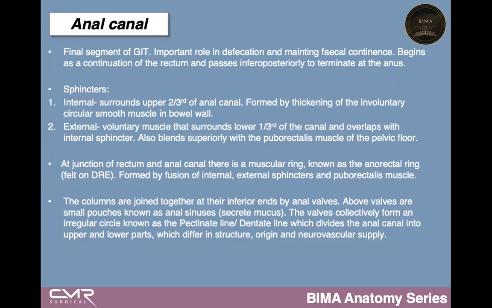The valves collectively form an irregular circle known as the pectinate line or the dentate line, and this divides the anal canal into the upper and the lower part, and the upper and the lower parts have various blood supply. So for example, the upper part will be supplied by the middle rectal artery, whereas the inferior part will be through the inferior rectal artery, and the embryological origin is also very different as well.